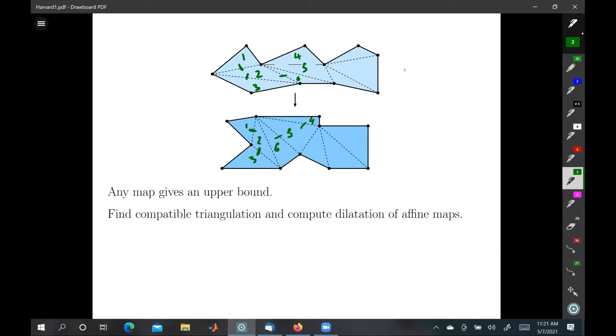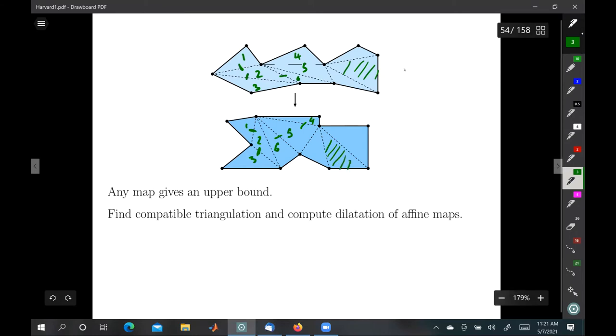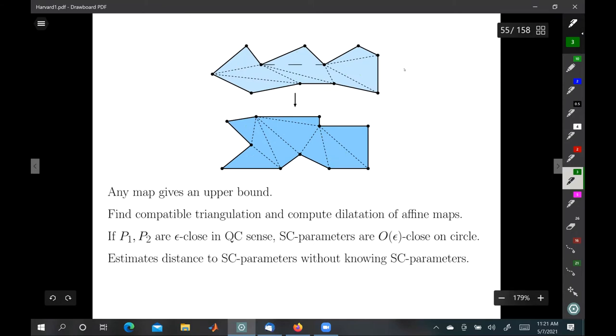It's the same combinatorics. And so we can just take the affine map from each triangle to its twin down here and compute that dilatation. And that is a quasi-conformal mapping that preserves all the vertices. And so it's one of the things in the infimum. And so this is an upper estimate for the quasi-conformal distance.